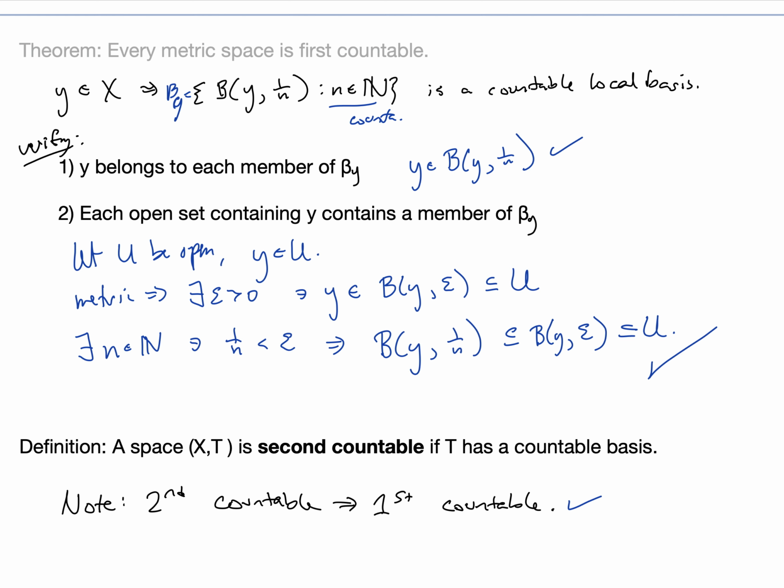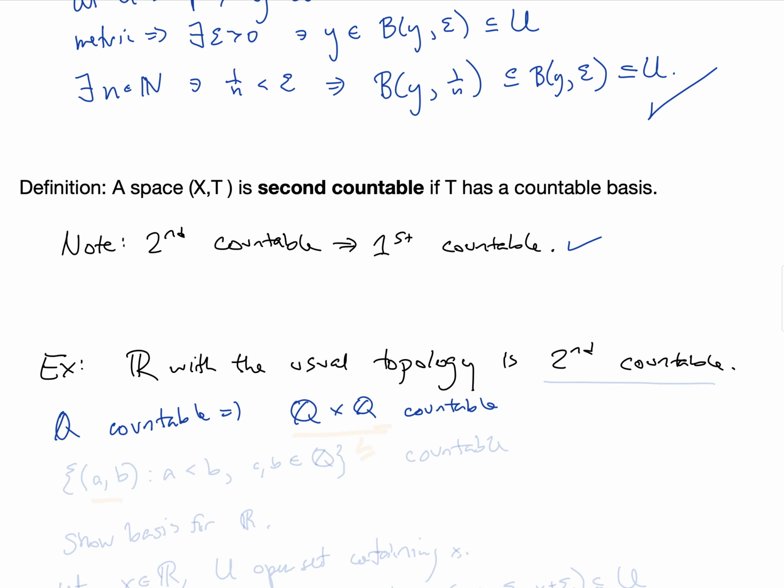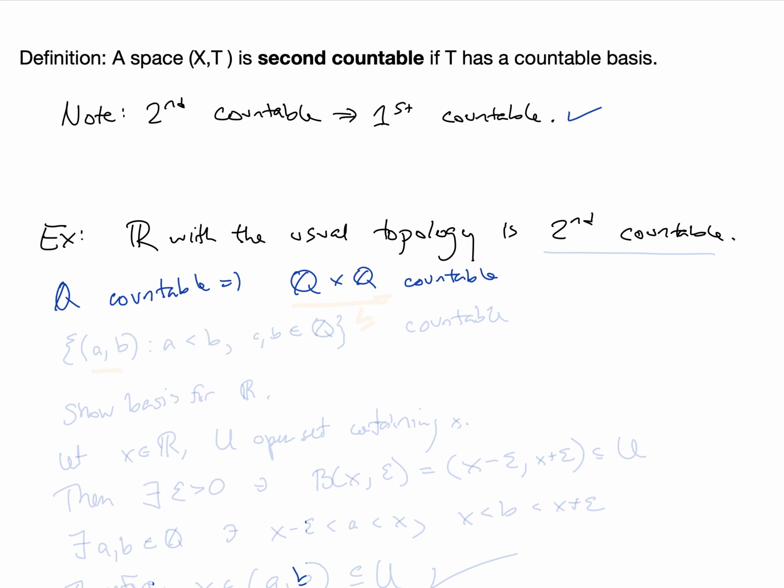As an example, the real numbers with the usual topology is a second countable topological space. It has a countable basis. Let's see why that's true. Well, we know that the rational numbers, a subset of the reals, is a countable set, and that tells us also that the rationals crossed with themselves, the Cartesian product, the finite Cartesian product of countable sets, is countable.